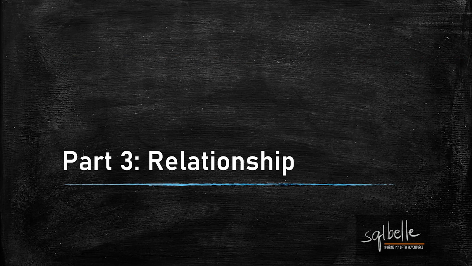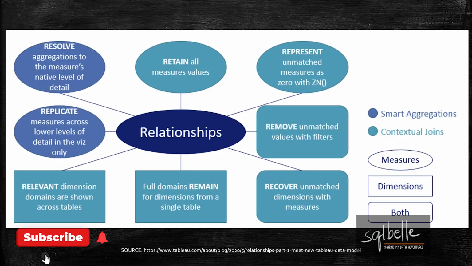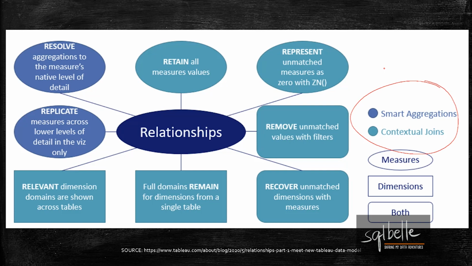So let's take a look at relationships now. This diagram is lifted from the Tableau online documentation, and I think this summarizes the power of relationships. The advantage of relationship is really on the flexibility. It's really about the smart aggregations and contextual joins. And what this means is Tableau watches for context. It takes a look at how we're using the data, and it may alter the type of join that is needed or the type of aggregation that's needed based on the fields that we're dragging to our canvas.